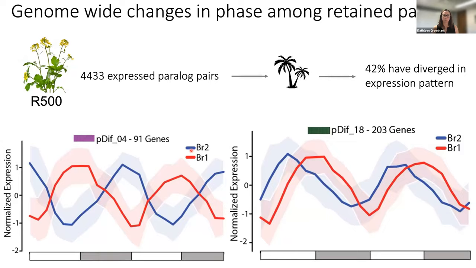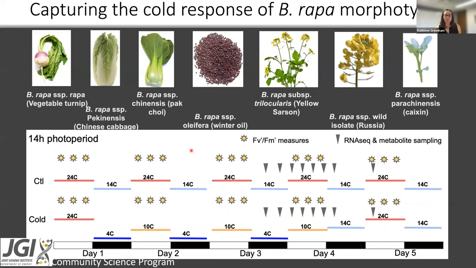To address this question, we are leveraging a community science program grant from the JGI that has generated 7 de novo genome assemblies for 7 morphotypes of Brassica, along with a transcriptome and metabolomics data set from this time course experiment we performed, where plants were grown under control conditions, some shifted into cold for 3 days, and then on the third day, we collected leaf tissue over 24 hours for RNA-seq and metabolomics. I'm only going to talk about the RNA-seq data today, and I'm going to focus on this yellow sarson variety, which is what we performed that circadian experiment on.